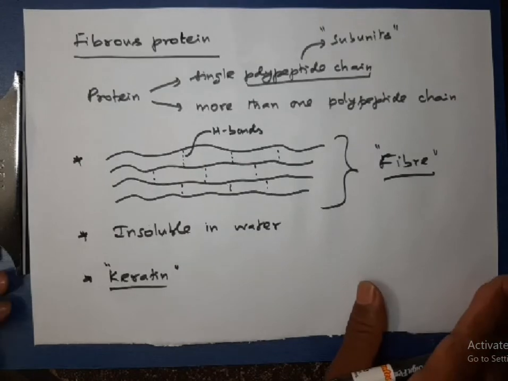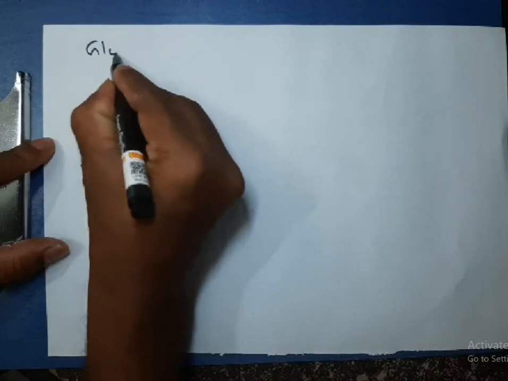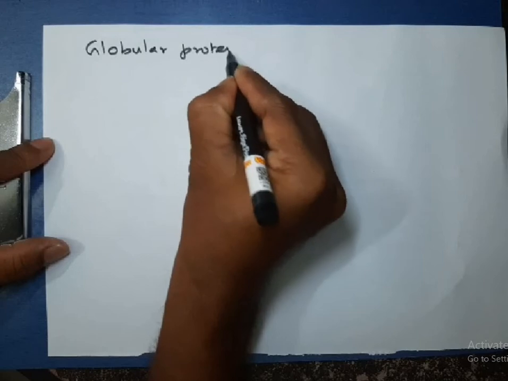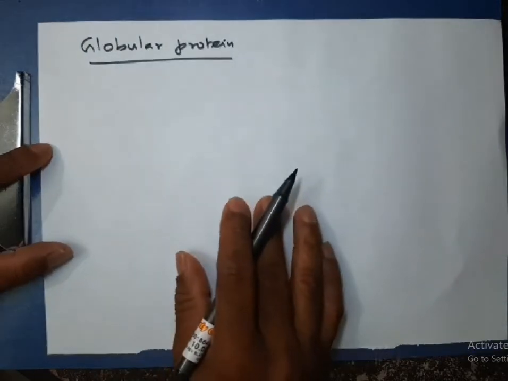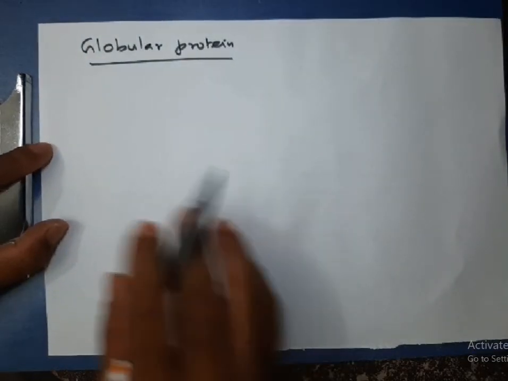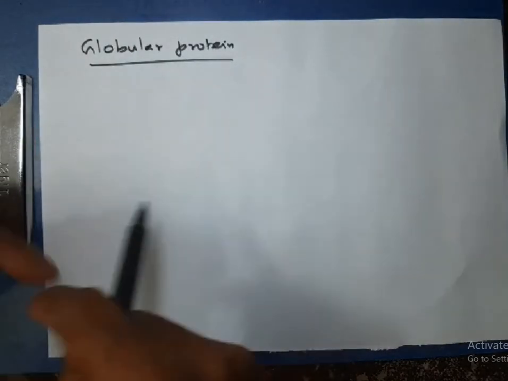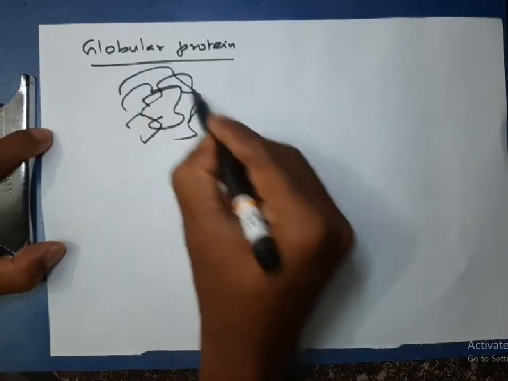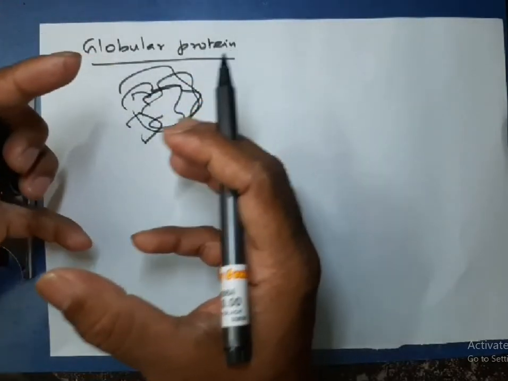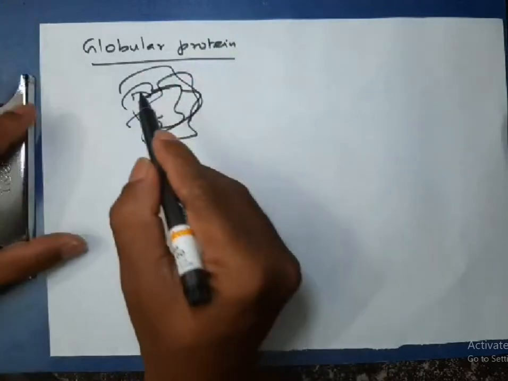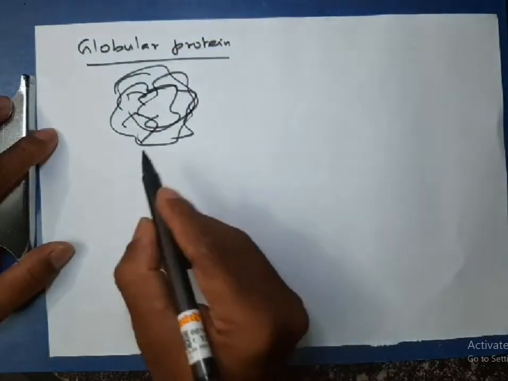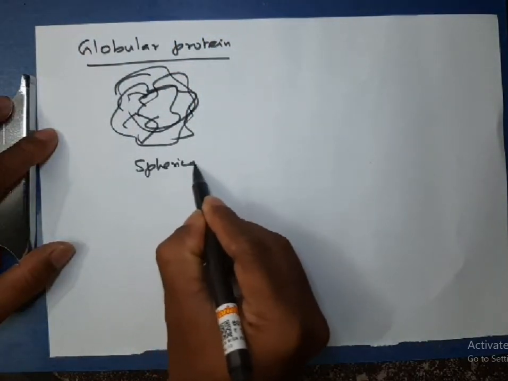Then what is meant by globular proteins? What is meant by globular protein? In some proteins, the polypeptide chains form a coil-like arrangement. Many chains form a coil-like arrangement and wound around, and exist like a sphere, a spherical shape.